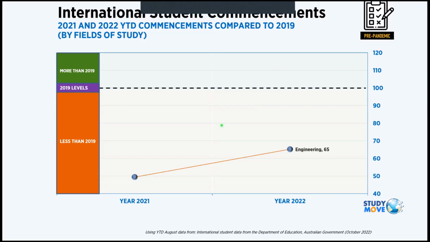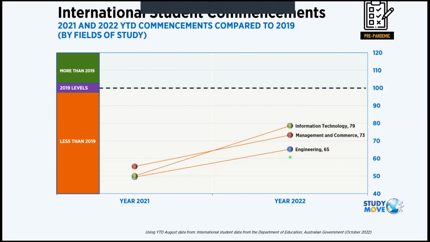Engineering students have been significantly affected during the times of COVID. As you can see, back in 2021, we were at about 50%, which is half the levels that we had in 2019. And we have seen some level of recovery, but we're not even close to the levels that we had back in 2019. Unfortunately, that's exactly the same situation for IT and management and commerce. And I said unfortunately, because these three broad fields of study actually represent 66% of student commencements. So the recovery is underway, but it's not at the same speed for different types of students.